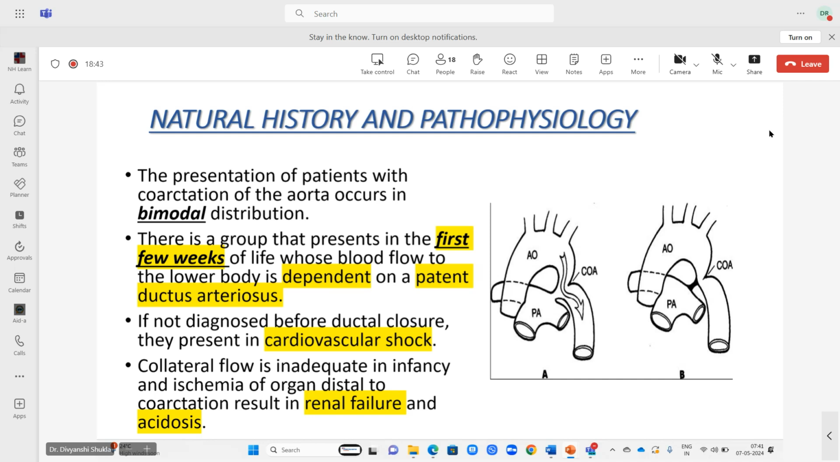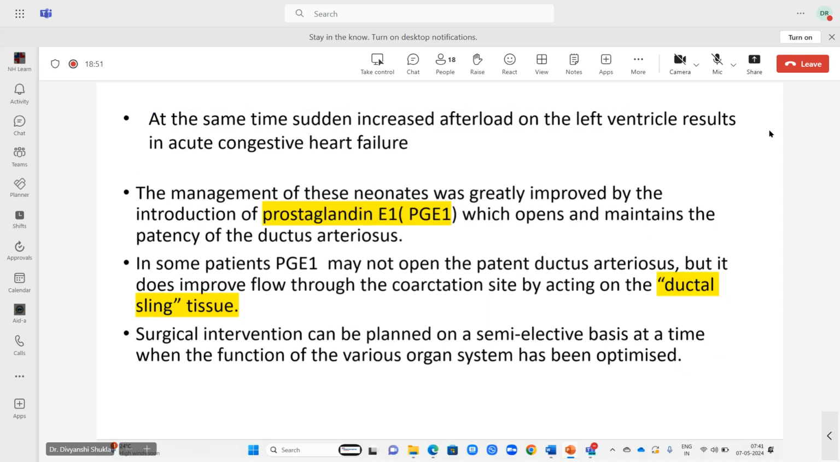Collateral flow is inadequate in infancy, and ischemia of organs distal to the coarctation results in renal failure and acidosis. At the same time, sudden increased afterload on the left ventricle results in acute congestive heart failure.